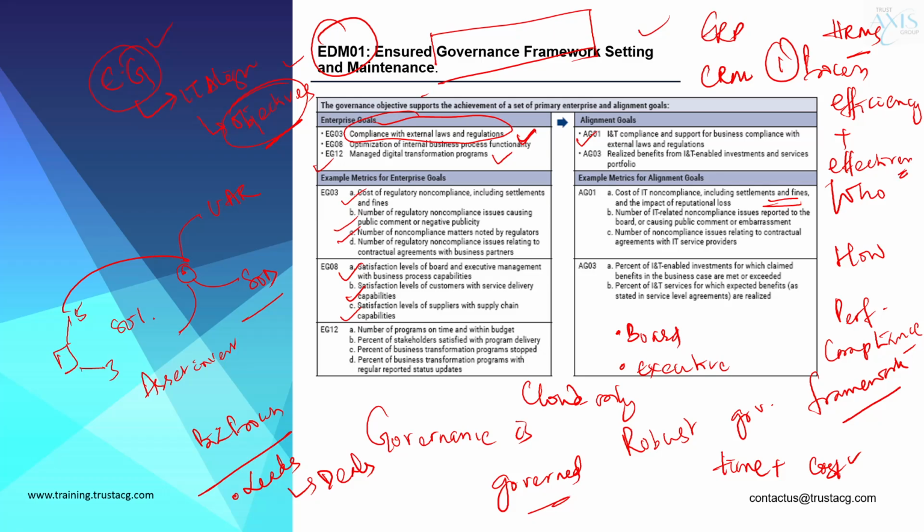Like, say, for an example, the percentage of IT enabled investments where claimed business case benefits were actually met or exceeded. Like, say, for an example, you have invested $100,000 towards bringing in a new tool for ensuring the security operation center is operating smoothly as expected, right? Now, how many threats are they able to proactively detect before they are being realized as a risk, right? So basically, you have multiple such investments done.